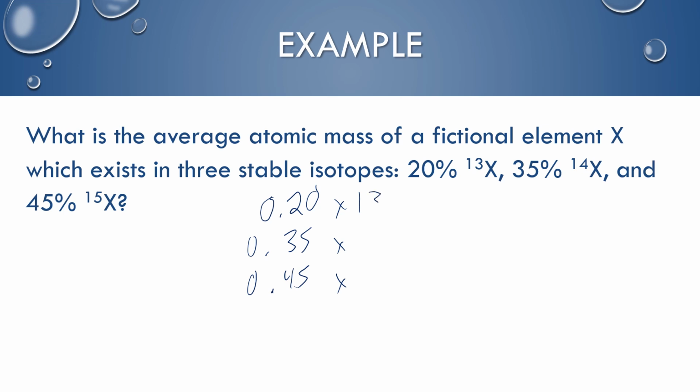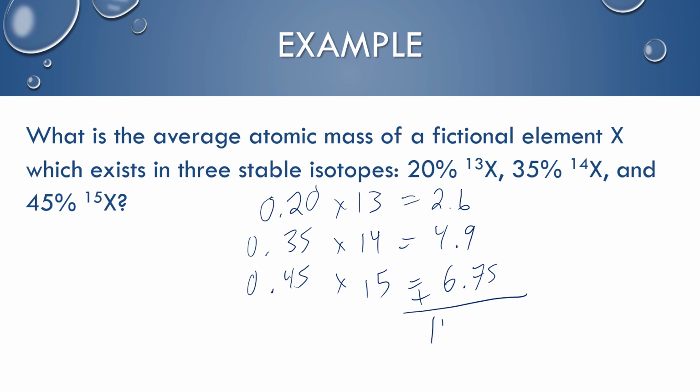Now in this case, we'll just use mass number. But if you have the mass in atomic mass units, or you're using the actual mass of protons and neutrons that are present instead of just the relative mass, whatever information you're given, you will then multiply by the percent abundance. And for the first one, you get 2.6 and 4.9 and then 6.75. Once you multiply that, then you're just going to add them together. And when you add them together, you get 14.25 is your weighted average.